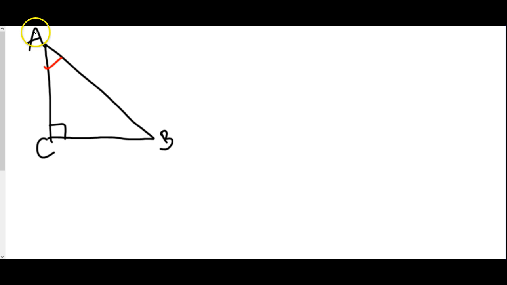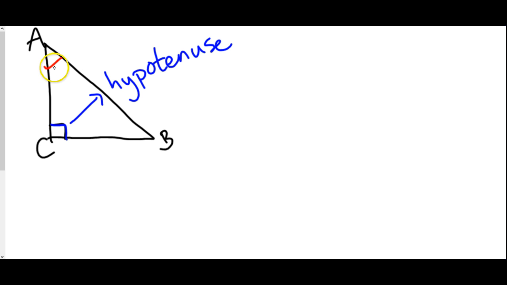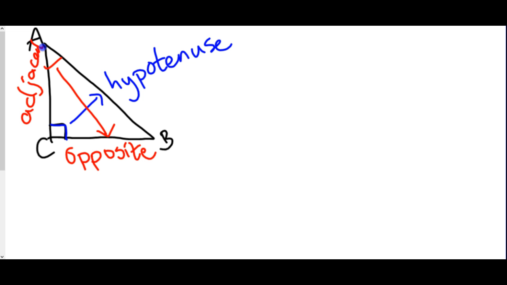So looking at this picture, one of these sides is always called the hypotenuse. That would be the side across from the right angle. So that is our hypotenuse of our triangle. One of the sides we're going to say is opposite angle A. So that's also across from angle A. And then the last side we would say adjacent. It's next to angle A.